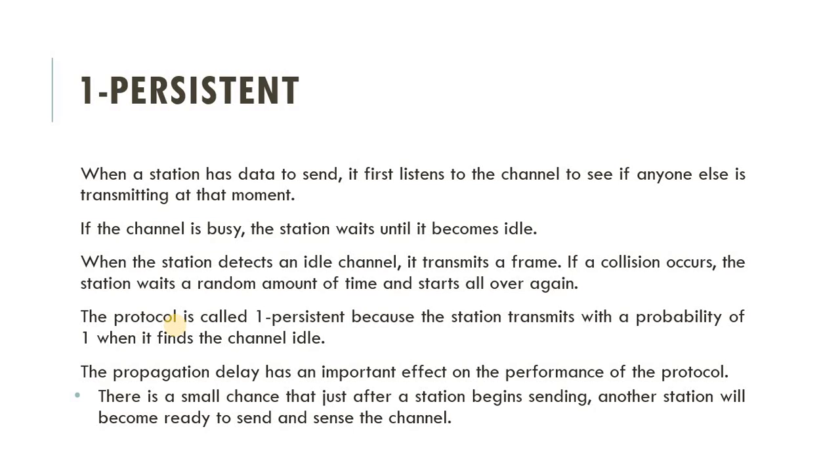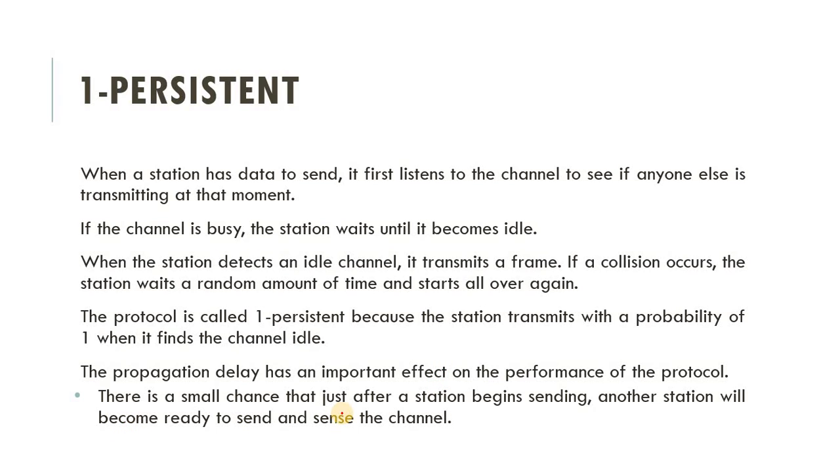In one persistence, when a station has data to send, it first listens to the channel to see if anyone else is transmitting at the moment. If the channel is busy, the station waits until it becomes idle. When the station detects an idle channel, it transmits a frame. If a collision occurs, the station waits a random amount of time and starts all over again. The protocol is called one persistence because the station transmits with a probability of 1 when it finds the channel idle. The propagation delay has an important effect on the performance of the protocol.